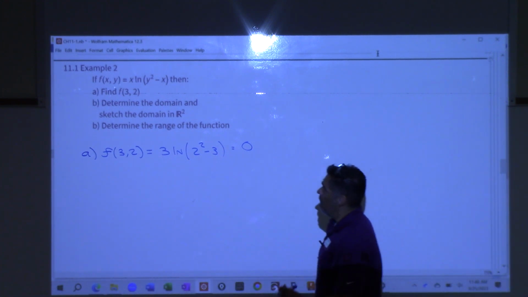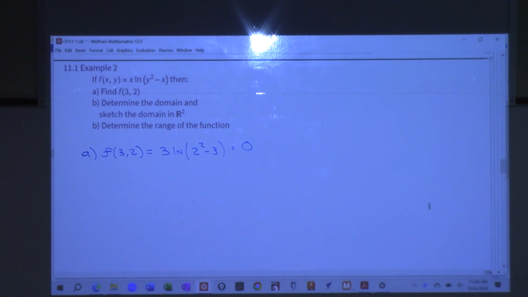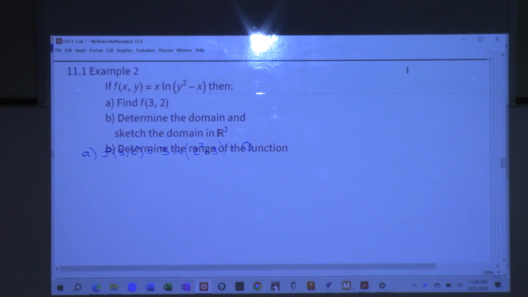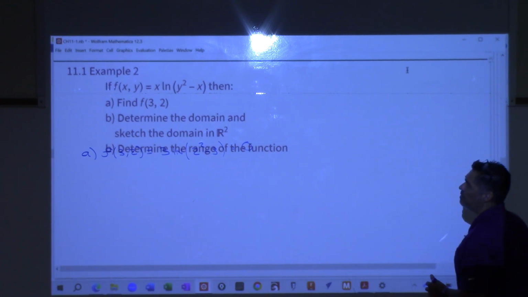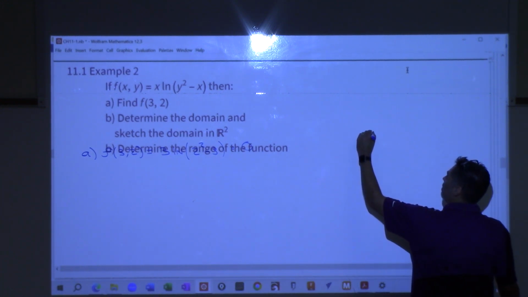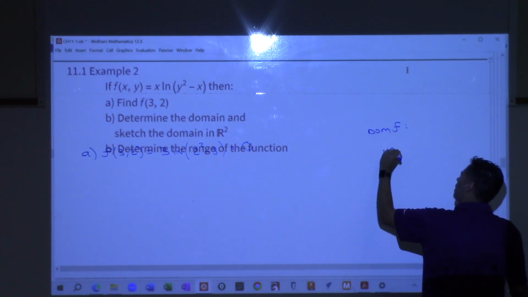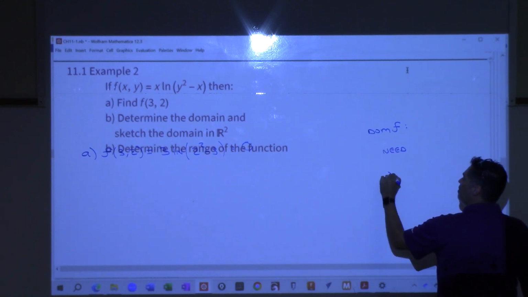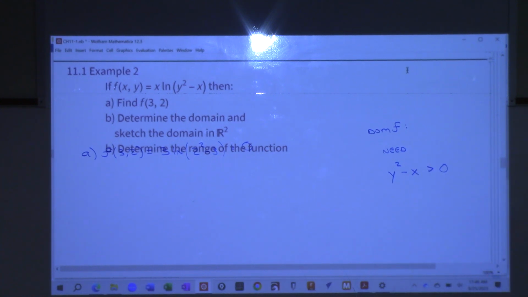All right, how about the domain? So look at that function up there and tell me about the domain of that. What about logs? Inside of a log, you've got to have what? Positive only. So for the domain of f, we need the argument of that log function to be strictly greater than 0. Strictly greater. The y squared minus x has to be greater than 0 for this thing to be defined.